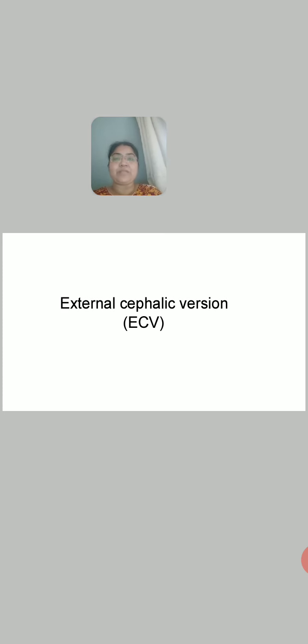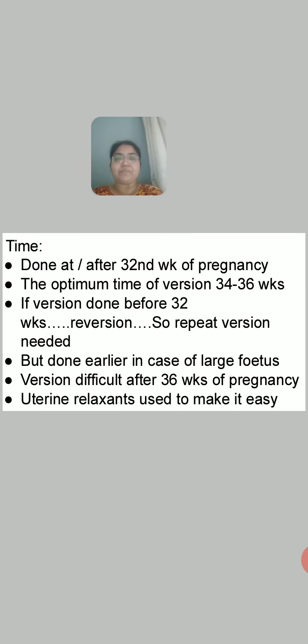External, because this process is done per abdomen. Vaginal examination or a vaginal procedure is not needed. It is done per abdomen of the pregnant woman. That's why it is called external. Cephalic means head. So the head position is changed from the fundus, the head is brought to the pelvis, and version means turning. So this change in the presentation is called external cephalic version. We'll discuss the whole process in detail.